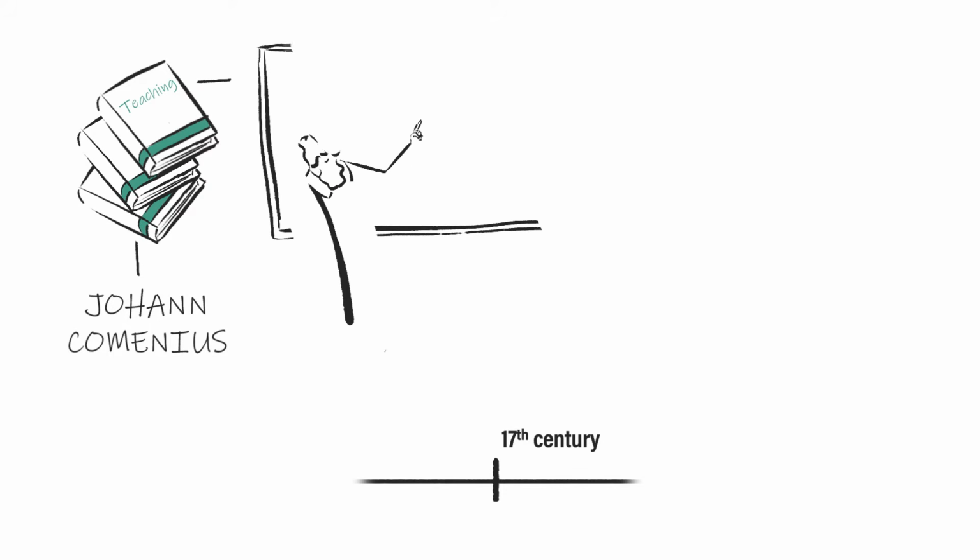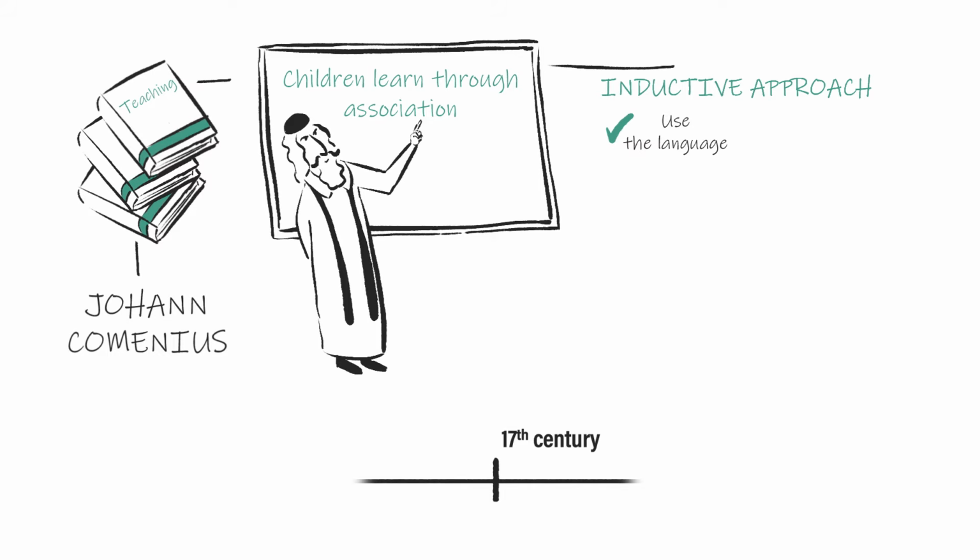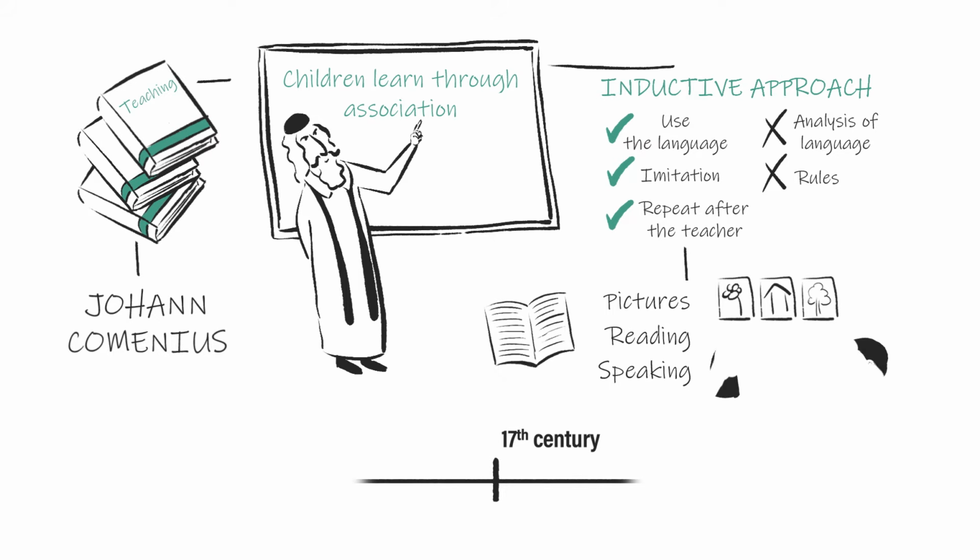Comenius focused on the spiritual development of children, and he claimed that the way they learned was through association to the world around them. Comenius was the first to introduce an inductive approach to language teaching, in which the goal was to teach students to use the language rather than teach them rules and analysis of the language. He used imitation instead of rules, claiming that students should repeat after the teacher. He also encouraged language to be taught through pictures and the practice of reading and speaking.